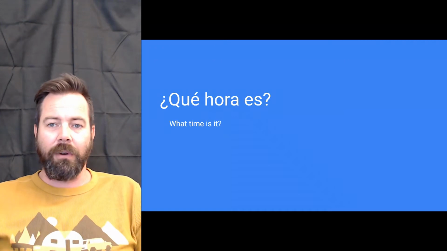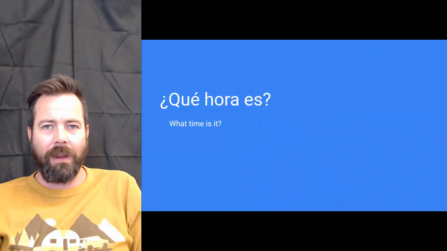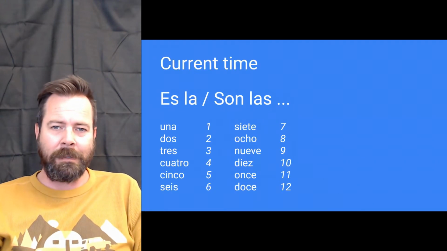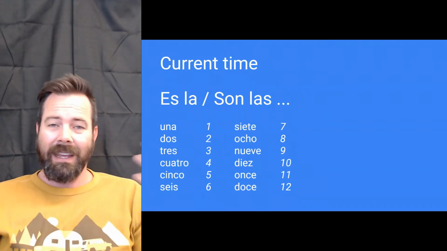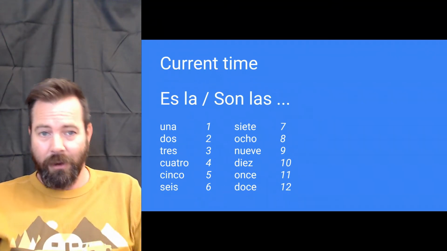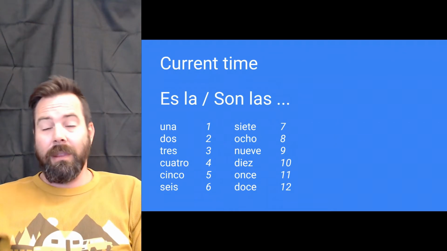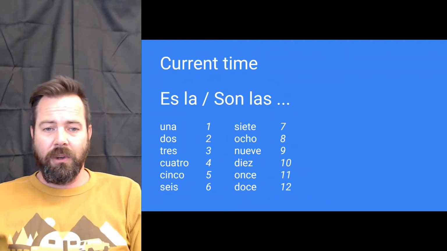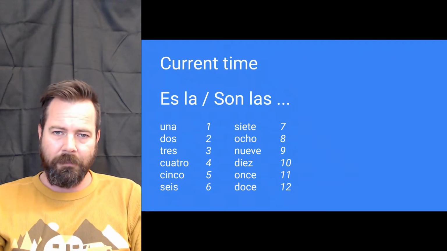So you would ask, or you might hear the question, ¿Qué hora es? What time is it? And there's a couple ways to answer it, depending on what the time is. You'd either say es la or son las, and you've got to be able to count to at least 12. So here are your numbers. Una, because you're talking about the hours on the clock. So una, dos, tres, cuatro, cinco, seis, siete, ocho, nueve, diez, once, doce.